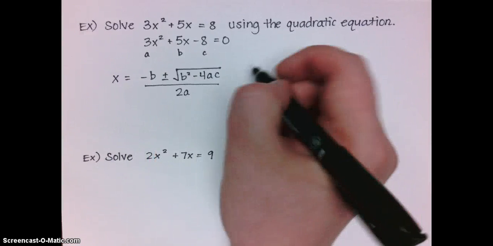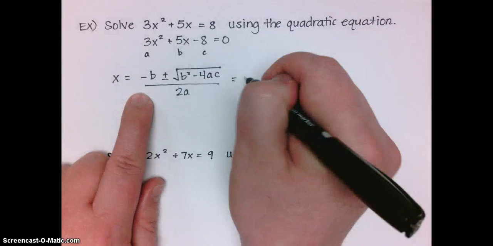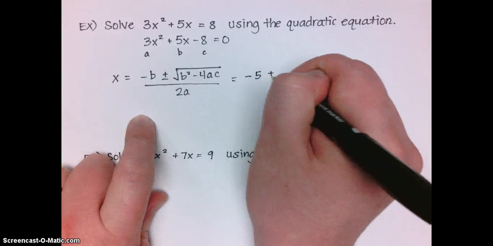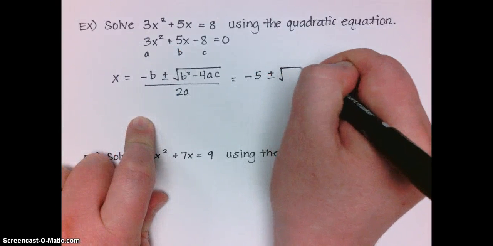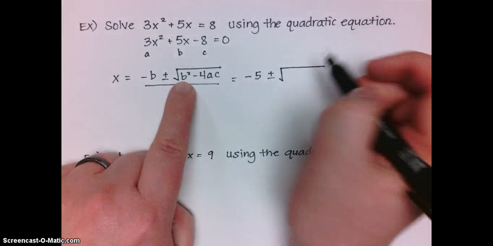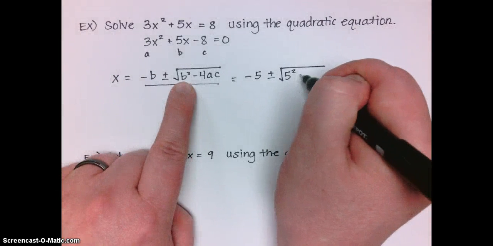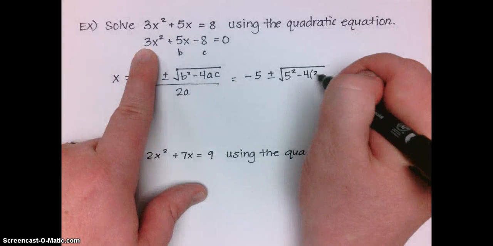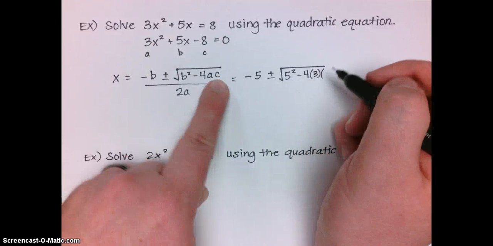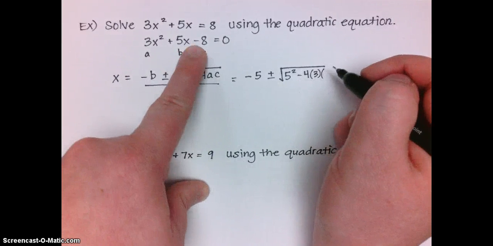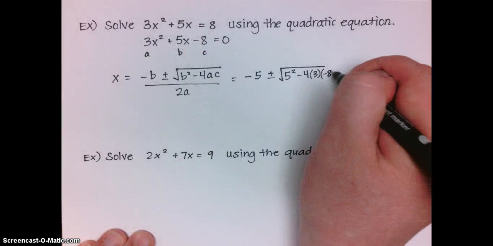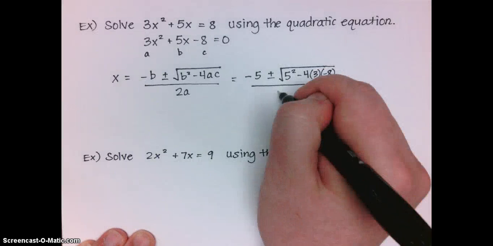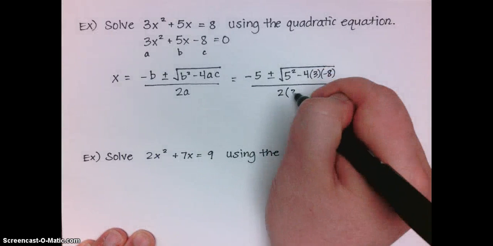So why don't we do that? Let's plug in what we know. Negative b, the b is 5, plus or minus, because I'm going to get 2 different answers, b squared, so that means 5 squared, minus 4 times a, which is 3, times c, which is negative 8. Make sure you keep that negative sign with it. Negative 8. And all of this is over 2 times a, which is 3.